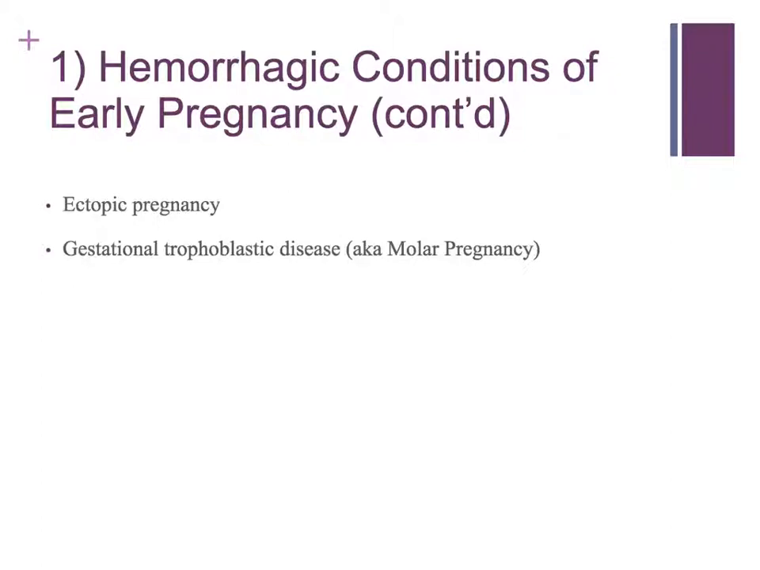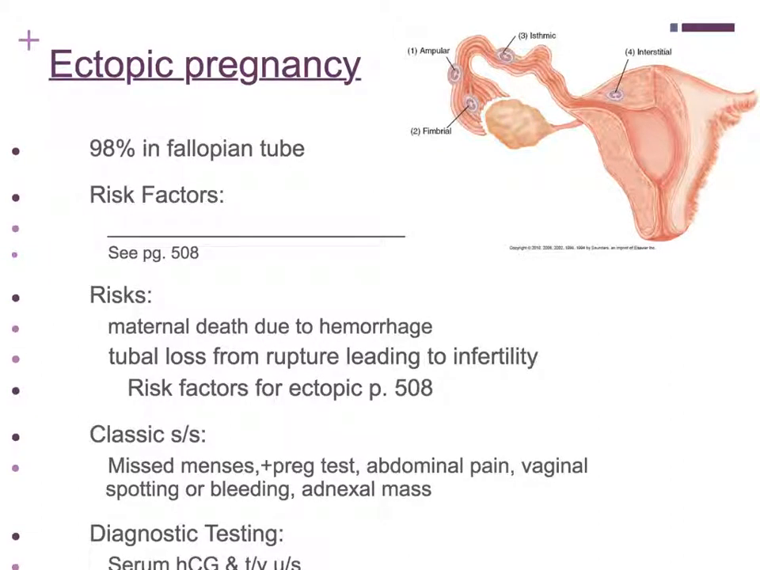Okay, so the other hemorrhagic conditions of early pregnancy that I want to decipher for you that are different from what we've just talked about are an ectopic pregnancy and a molar pregnancy. So we'll start with ectopic, which I know you guys know. It's a pregnancy that occurs outside of the uterus. 98% of the time it'll be in the fallopian tube, and I want you to think about who's at risk for this.